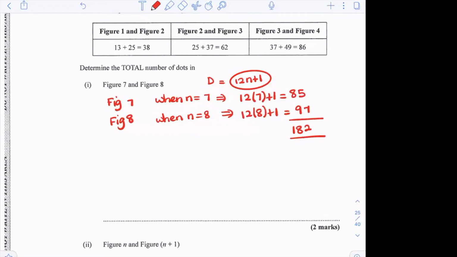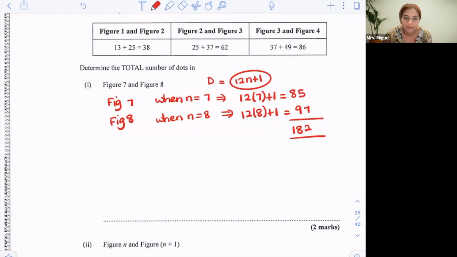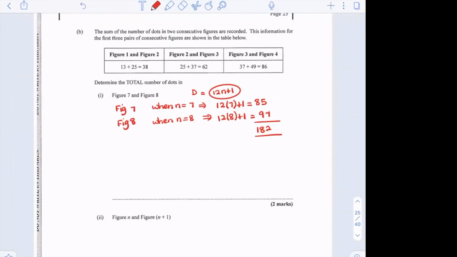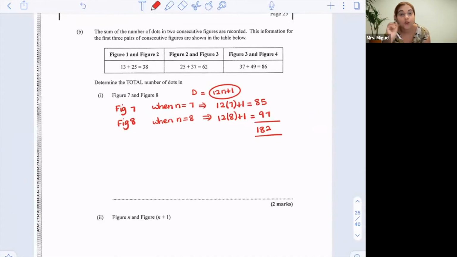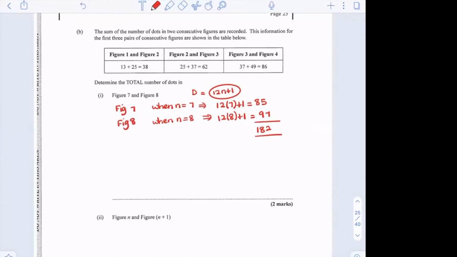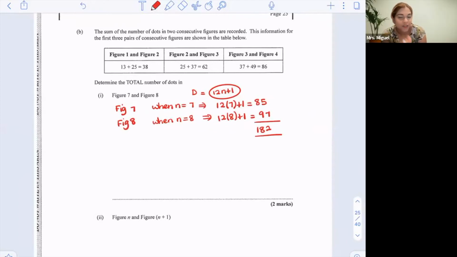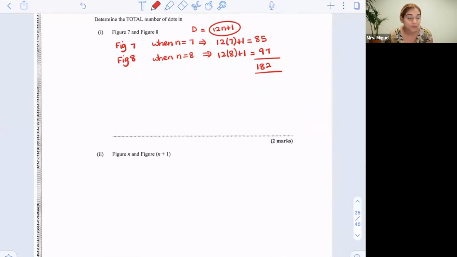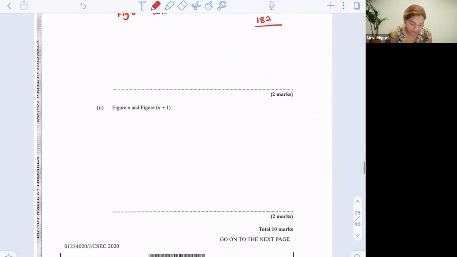Okay. All right. Is there anybody who got 182? Yes, miss. Very good. So far, we get 2, 4, 6, 8. We're going for the final 2 marks. They want figure n and n plus 1. From the time you see that n plus 1, that is a major turn off and you will leave it out. But no, no, no, we have to secure maximum marks in this question.